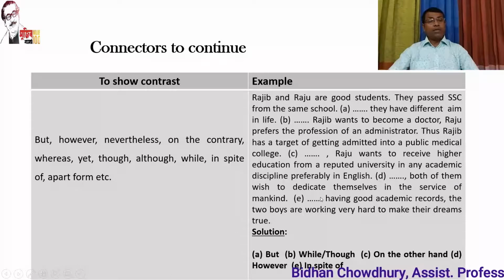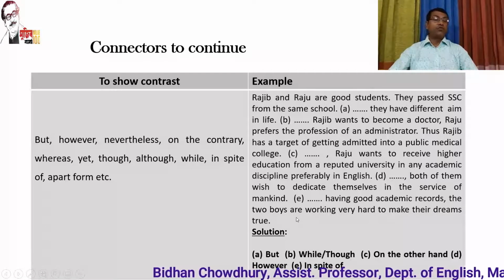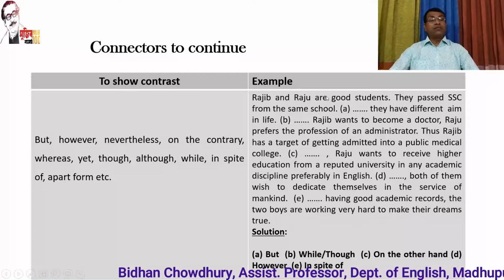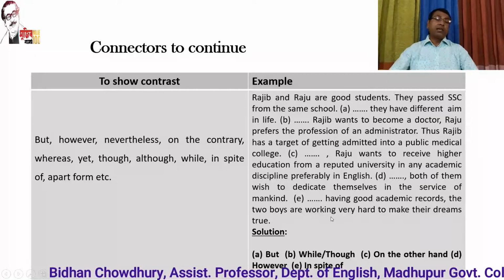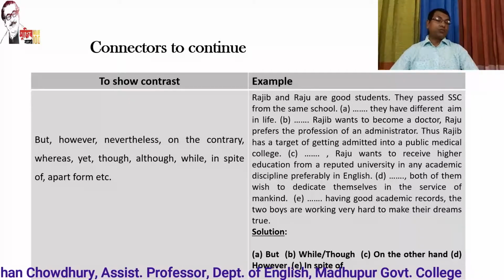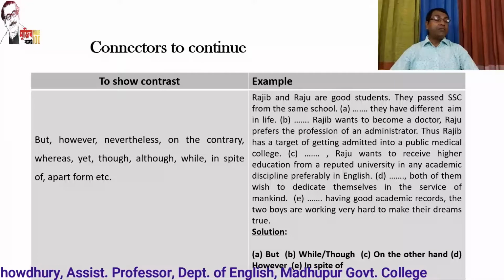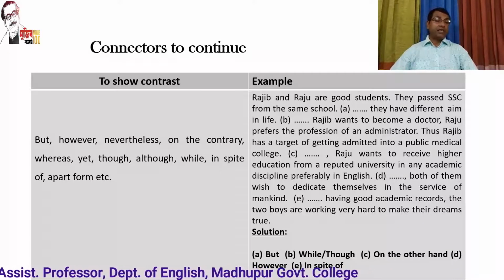And last of all, in number E, we have the last gap. Having good academic records, the two boys are working very hard to make their dreams true. So this is all about the passage, and in this passage we can see the differences between Rajiv and Raju, how their aims are different and how their desires are different from each other.